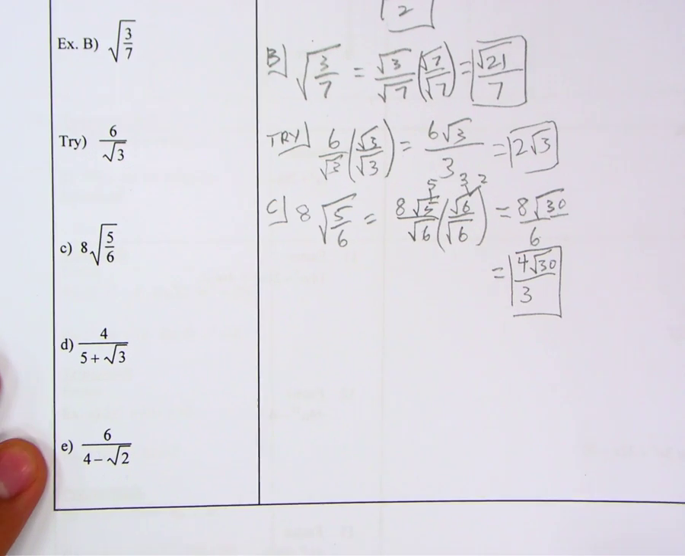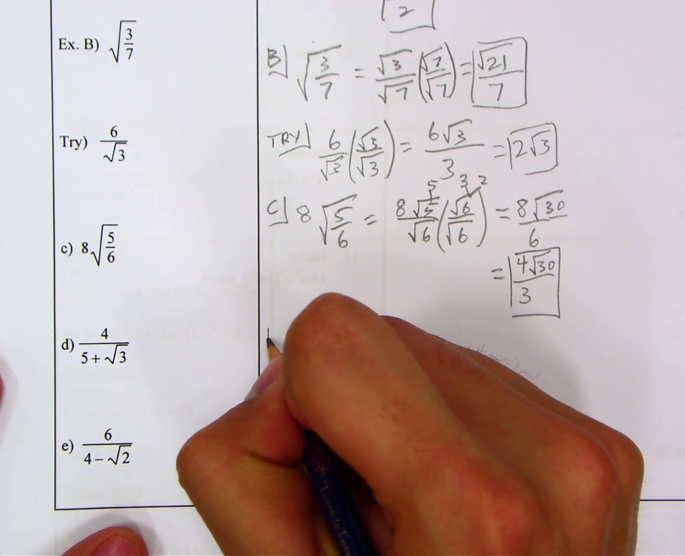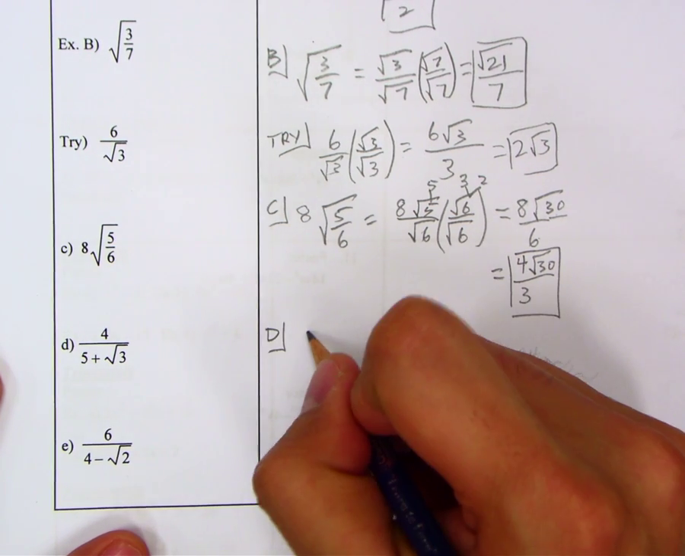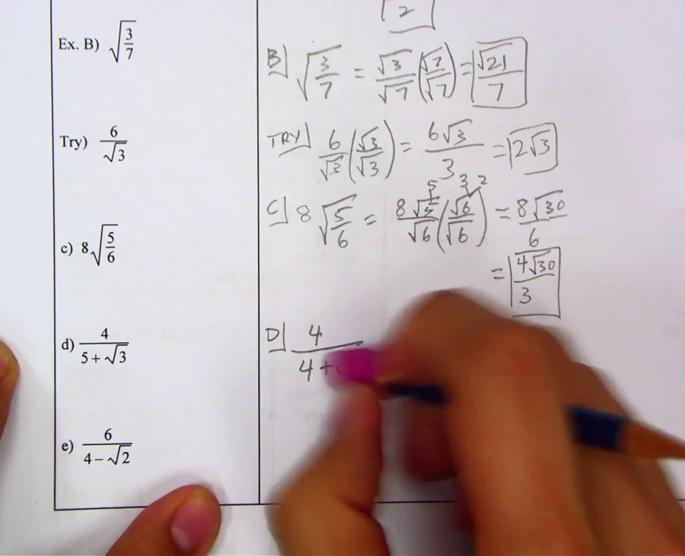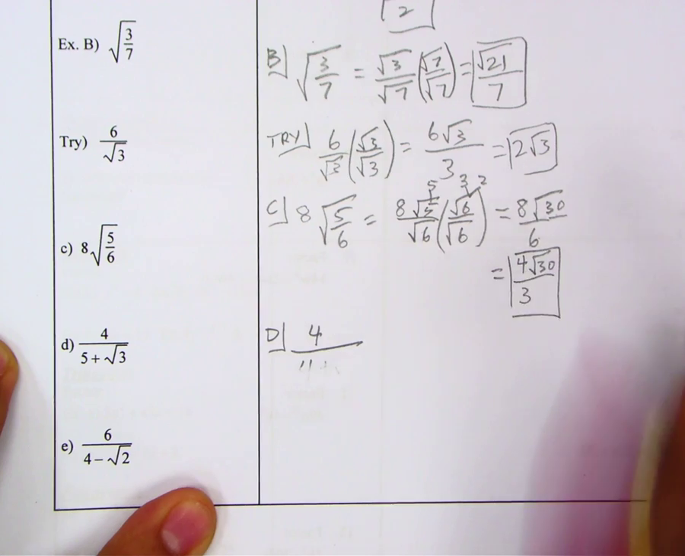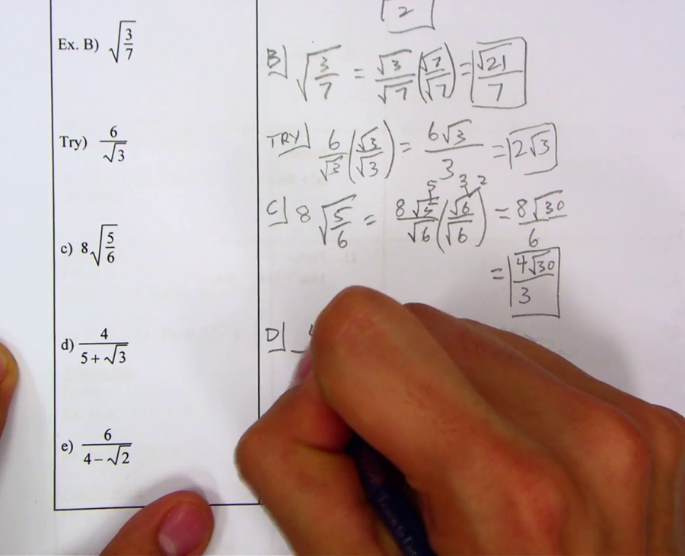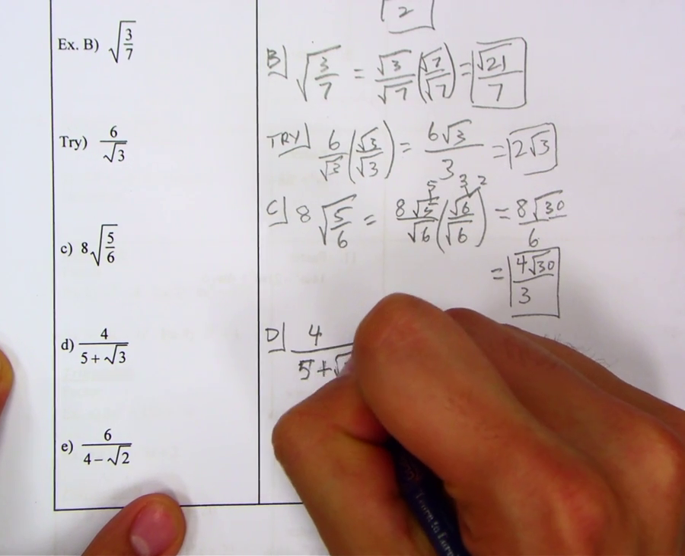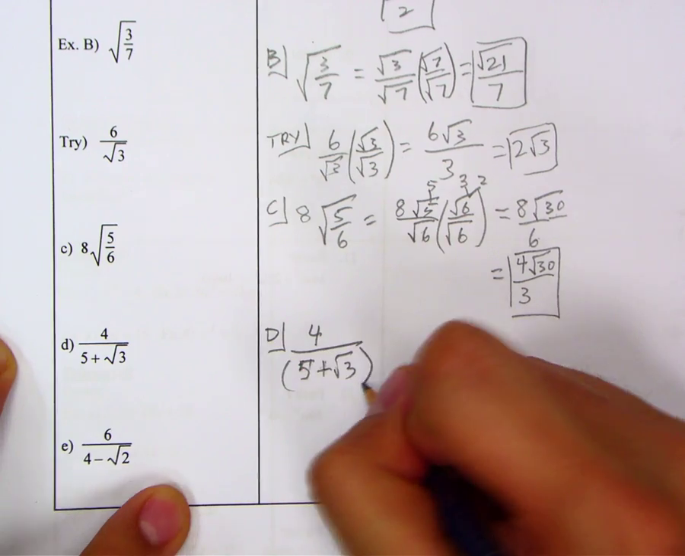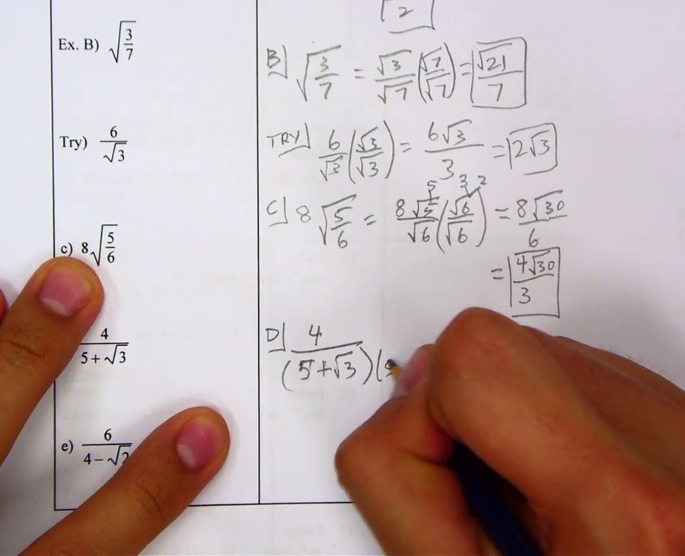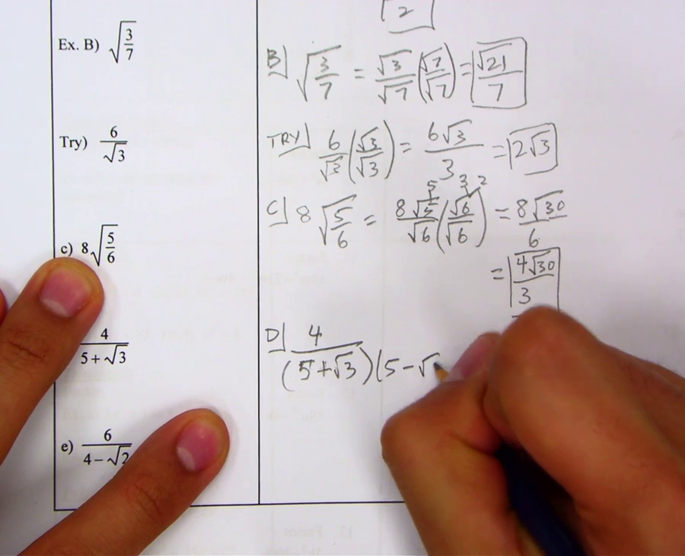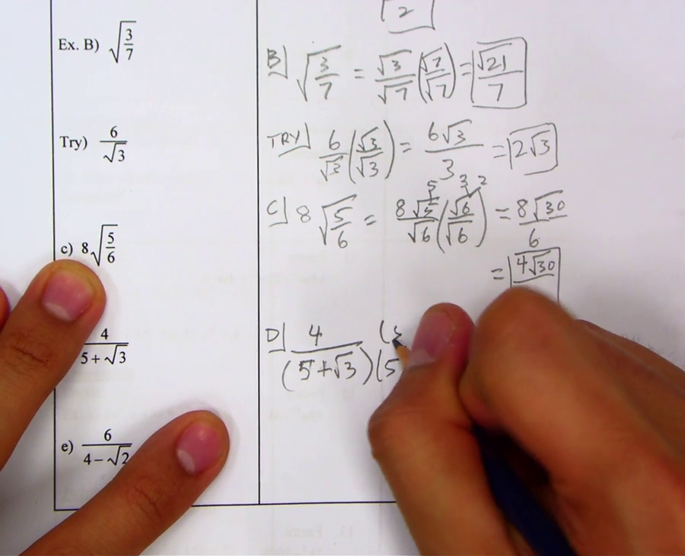Okay, now when we get to D, it's a little different. Because how many terms do we see on bottom? We see two terms. Now when we want to get rid of the square root on the bottom, so we're going to multiply by 5, the opposite, so minus square root of 3 on top and bottom.